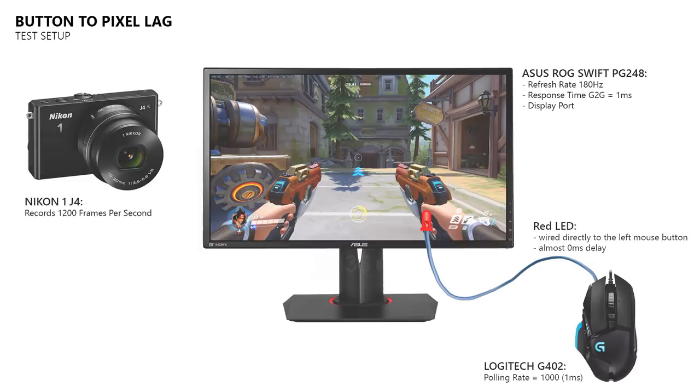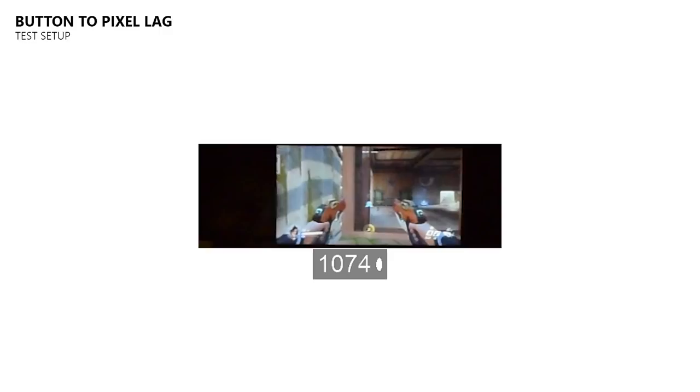And to get the delay results, I had to review the recorded high-speed footage where I looked for the frame where the LED lights up, and then I counted the frames until the monitor showed me the action triggered by that input. This then allowed me to calculate the delay between the button and the pixel.